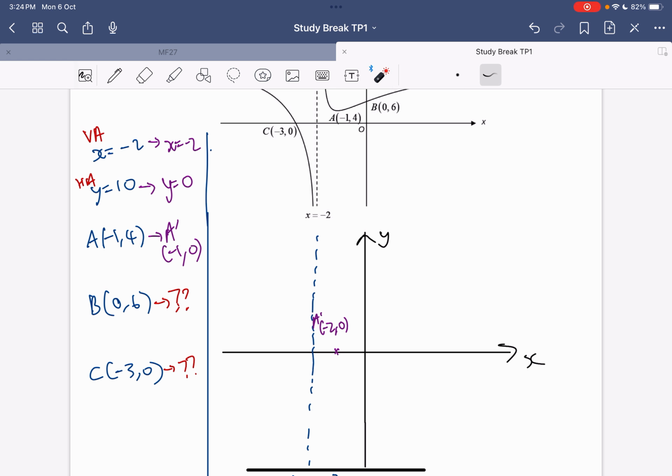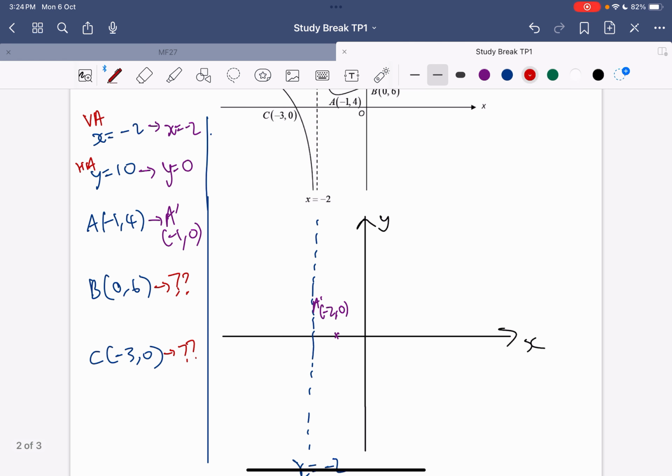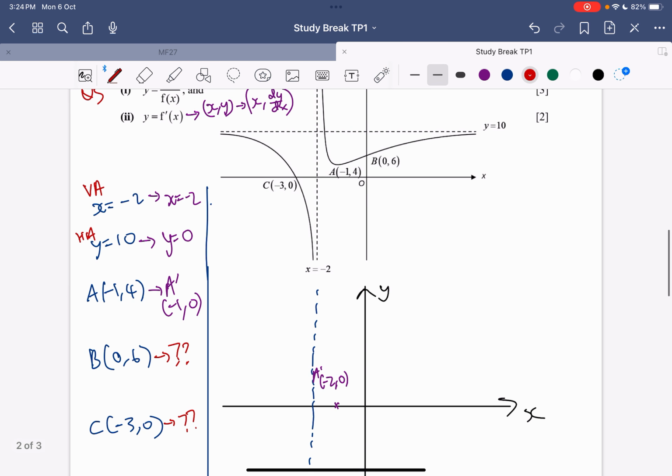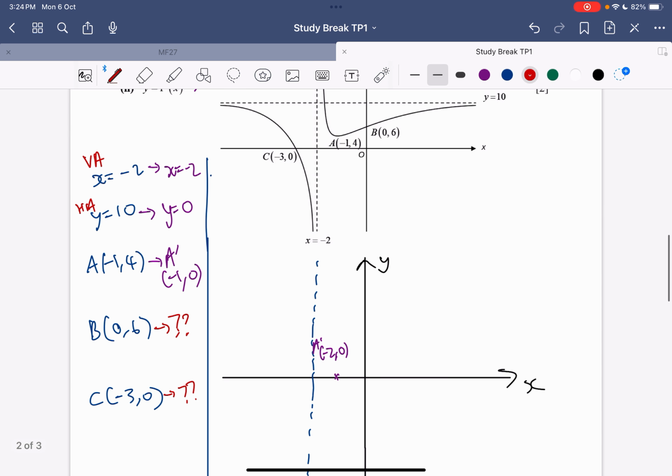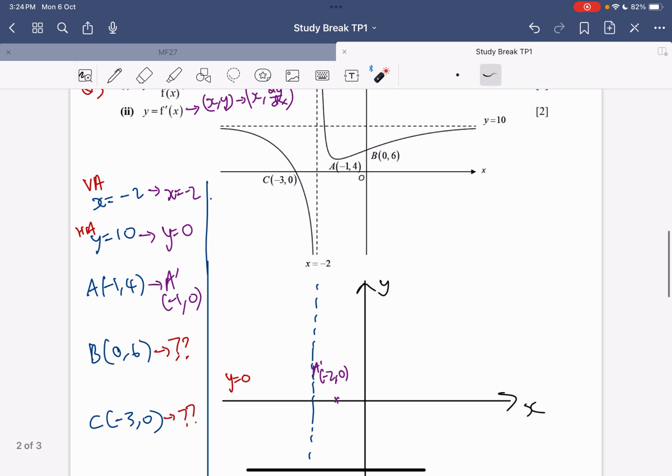Okay, now let us join the dots, or rather the key features that we have established. So over here, we know that we have a horizontal asymptote at y equals 0. Maybe I'll label it in here as well. And then you ask yourself, at the current initial graph, is the gradient currently positive or negative?